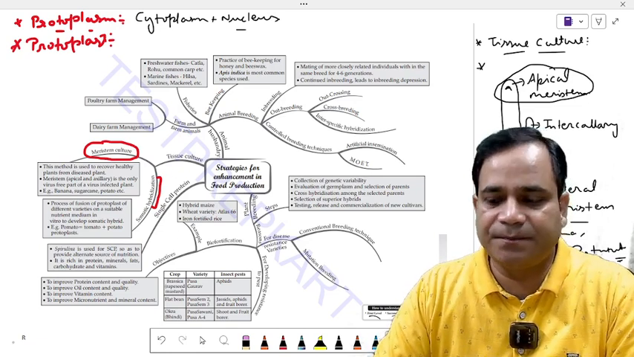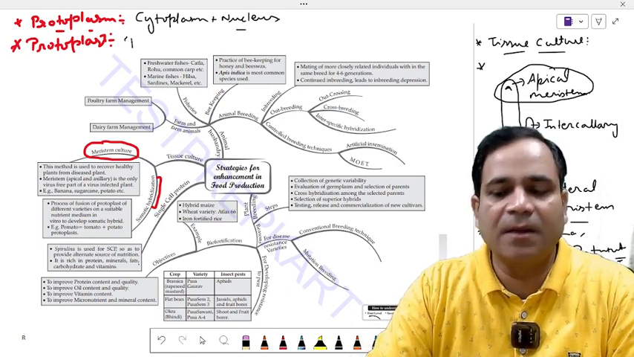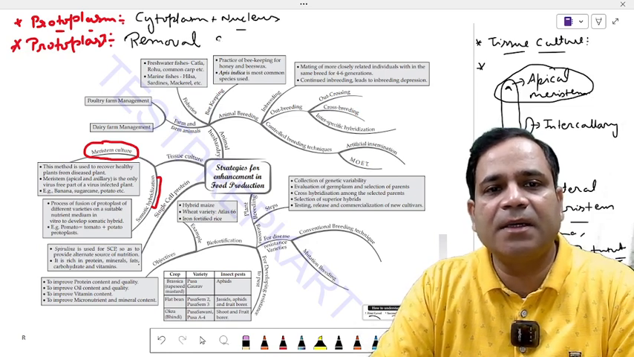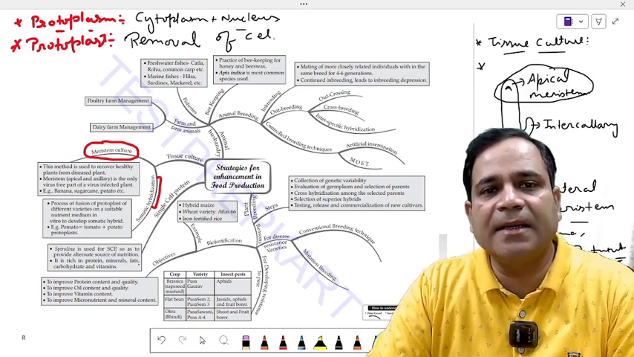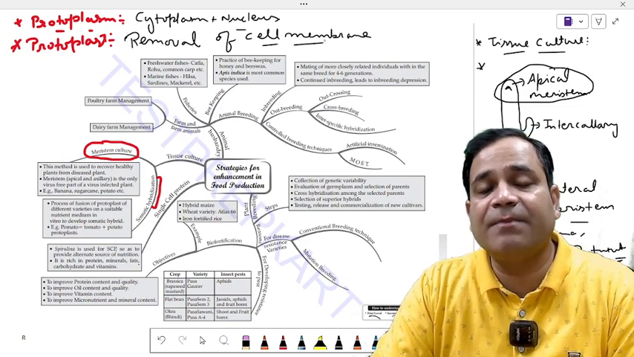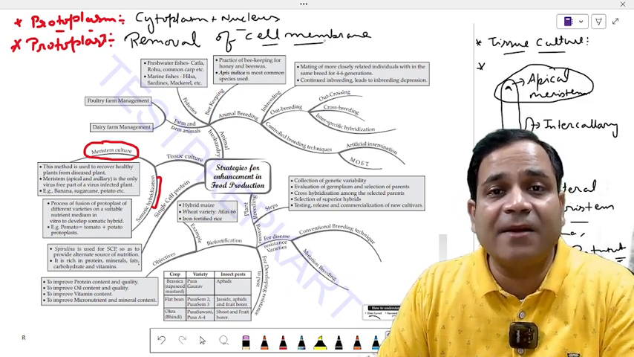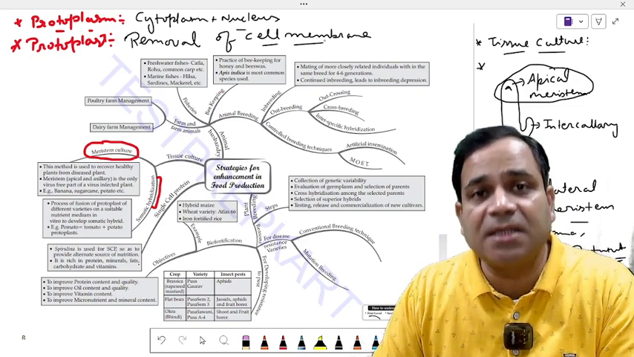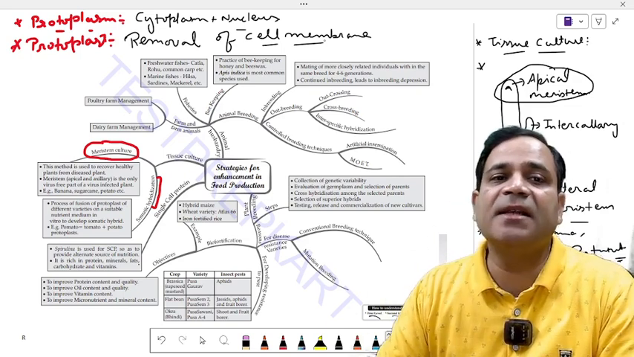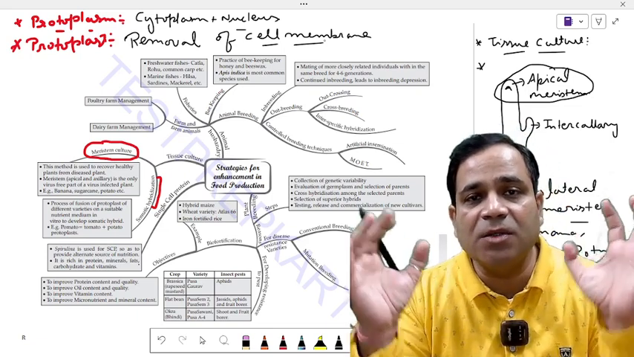See what I'm writing here: removal of the cell membrane, or you say the plasma membrane, or the selectively permeable membrane. So when we remove the cell membrane from the plant cell and only the cell wall is left, then it is known as protoplast, my dear.